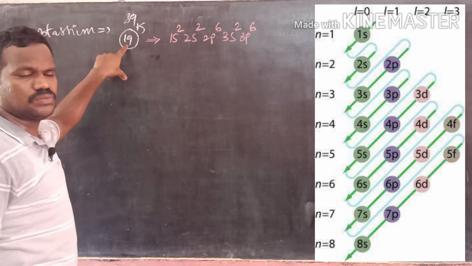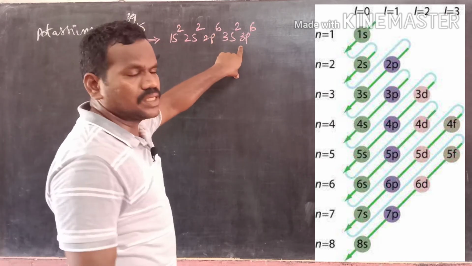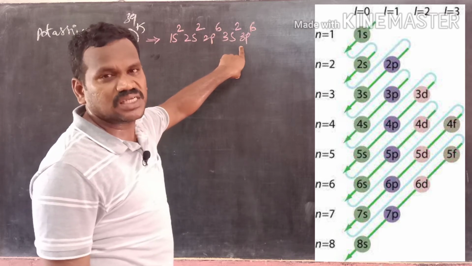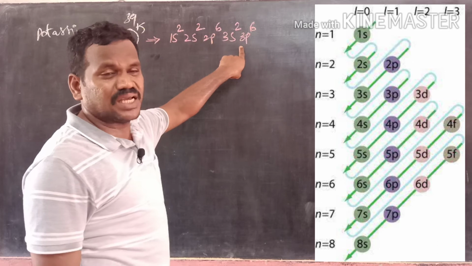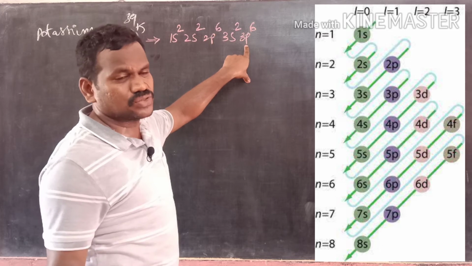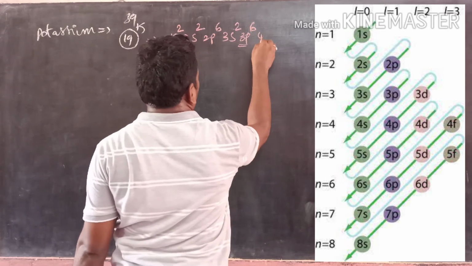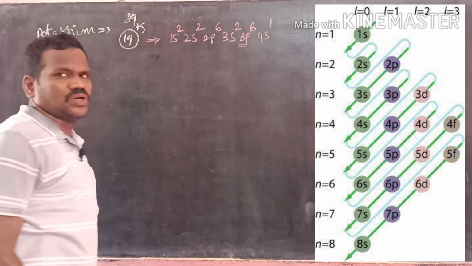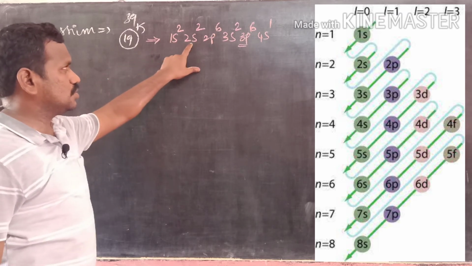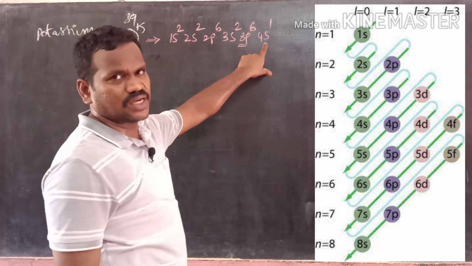As per the Hund's rule as well as the Aufbau principle, Aufbau chart, after 3p, the next energetic orbital is 4s, not 3d. Why? Because the energy of 3p is 3 plus 1, that is 4, while 3d is 3 plus 2, that is 5. So to avoid that, the electron enters into the 4s. 4s can accommodate 1 electron. Now the electronic configuration of potassium is 1s2, 2s2, 2p6, 3s2, 3p6, 4s1.